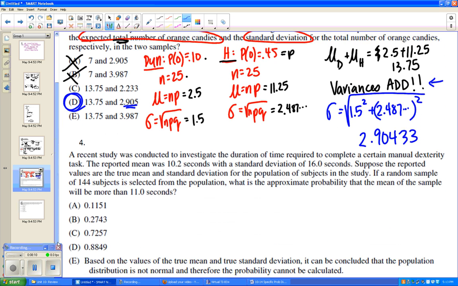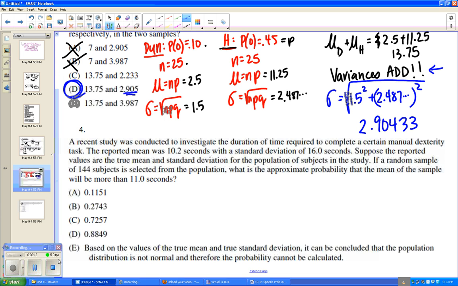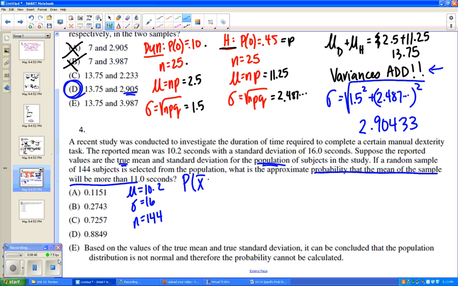Question 4, moving on: a recent study was conducted to investigate the duration of time required to complete a certain manual dexterity task. The mean was 10.2 with a standard deviation of 16. Suppose the reported values are the true mean, so that's why I'm using the Greek letters, for the population. If a random sample of 144 subjects is selected from the population, what's the approximate probability that the mean of the sample will be more than 11? So the probability that the sample mean will be over 11, not 110.